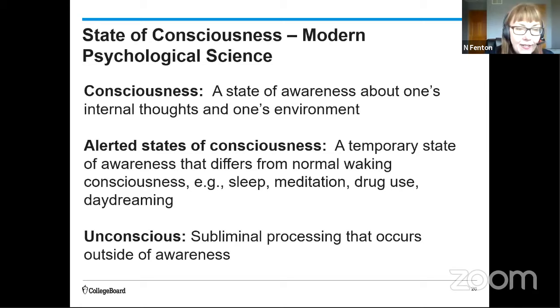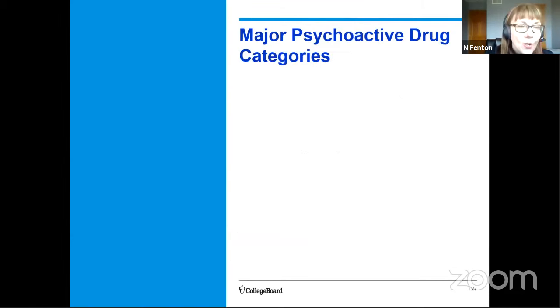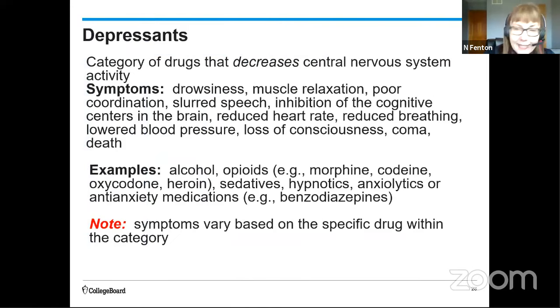One particular type of altered state of consciousness involves drug-induced states. We're going to take a little bit of time here to talk about the psychoactive drug categories. These are some broad categories, and obviously there are many, many examples within each category. First we're going to talk about depressants. Depressants decrease central nervous system activity. They don't make you sad. Depressant drugs reduce activity.